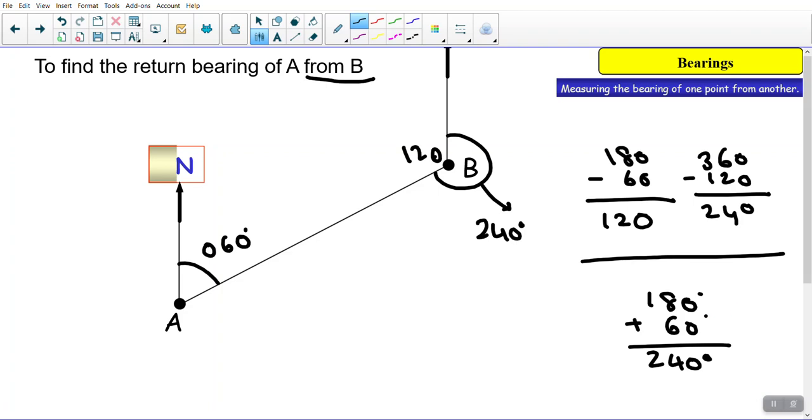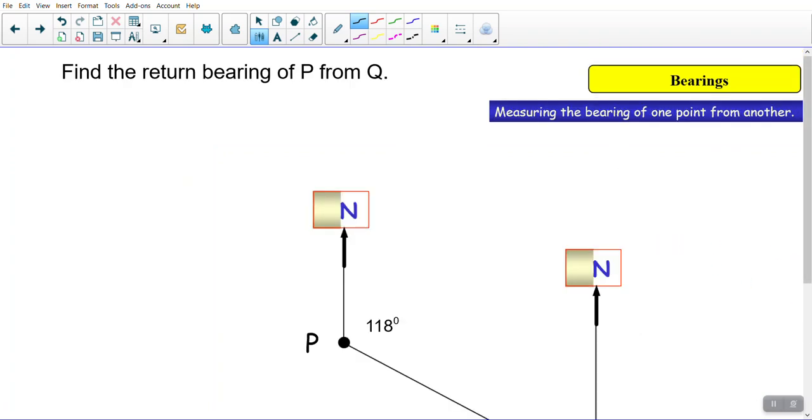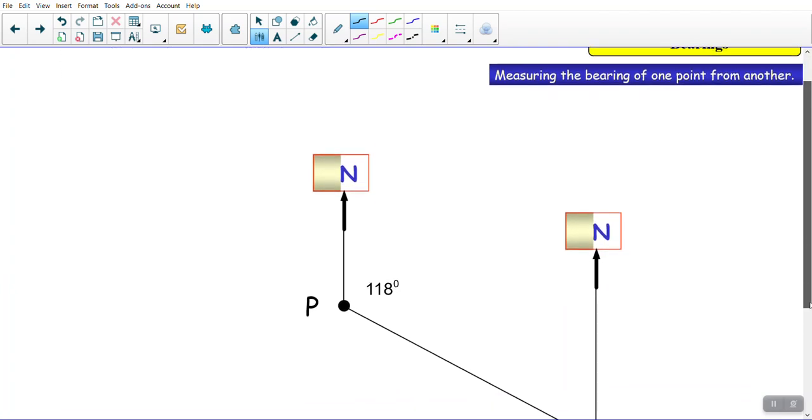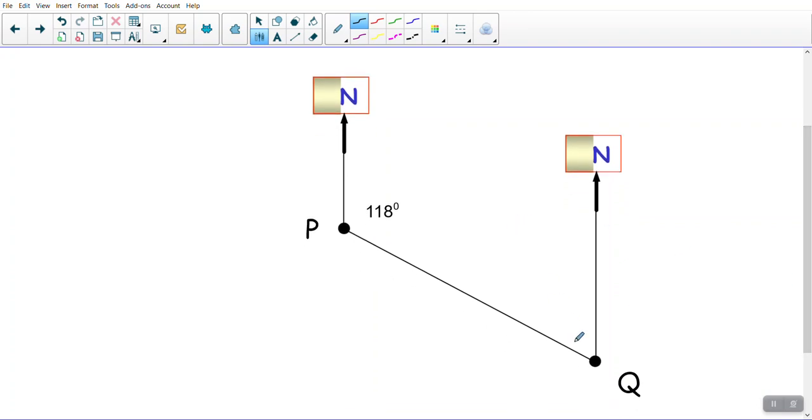Now here's an example that you can try on your own. You can pause the video and try to find the return bearing of P from Q. We are given that the bearing of Q from P is 118 degrees. What we have to measure is the return bearing of P from Q. So from Q, right? This is the word that we need to focus on. From Q. That means from the north at Q, we go all the way to the line joining P and Q, and this is what we need to find.